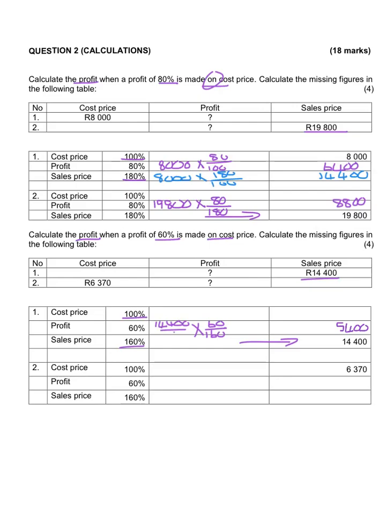If they asked you to calculate the cost price, I would use the 14,400 times the percentage that I want, 100, divided by the percentage that's known, 160, and that will give me 9,000 Rand.